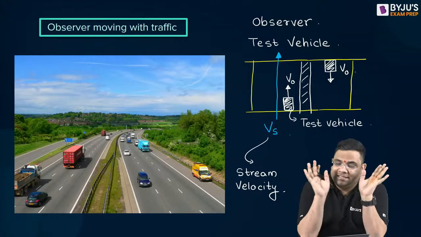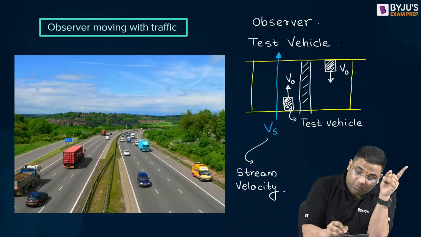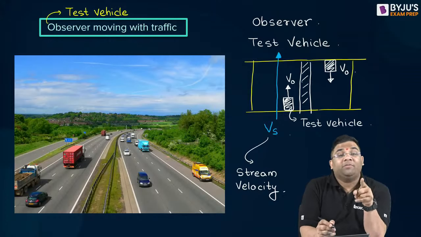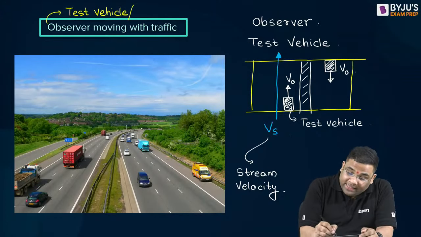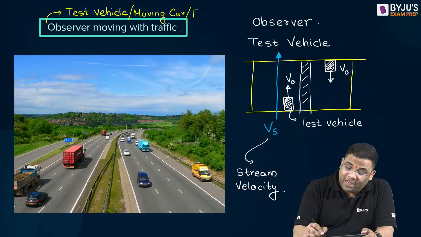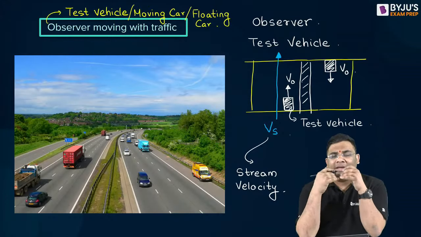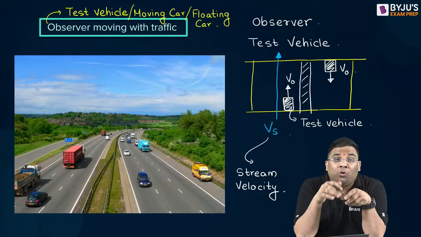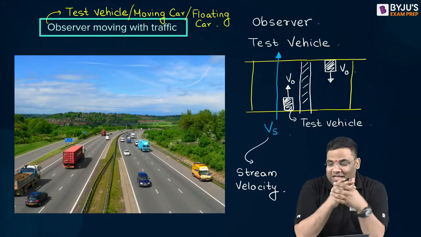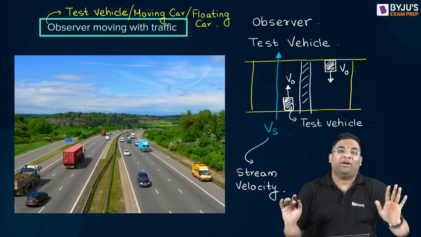So now everybody is able to relate with the term observer, or I am calling that the test vehicle. Why? Because the observer is inside the test vehicle, right? And then I can also call that a moving car, or a floating car. Actually, we are imagining it as a car which is floating in this flow of different vehicles, moving with the flow or stream of different vehicles.